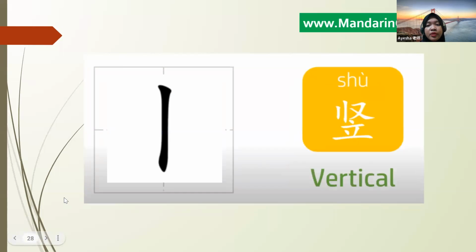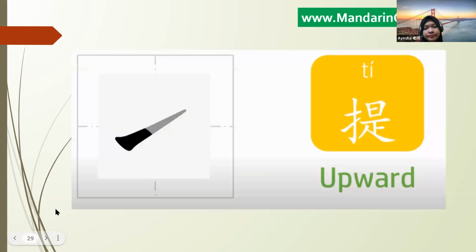Next one. Whenever we see a vertical line as well, in all of the cases, it is always written from top to bottom. So take your finger and draw a vertical line, top to bottom. It's always top to bottom. And this stroke is called shu. All right, next one.